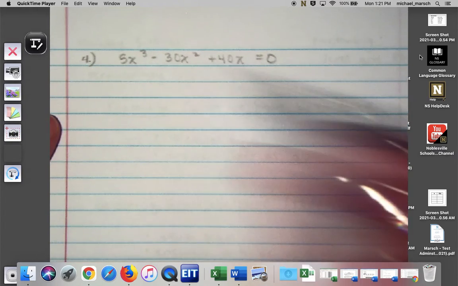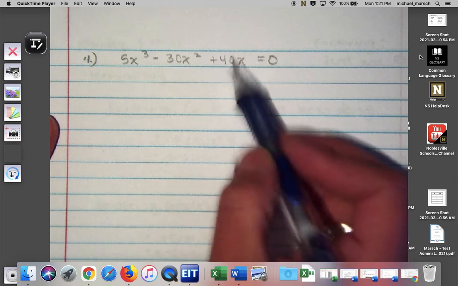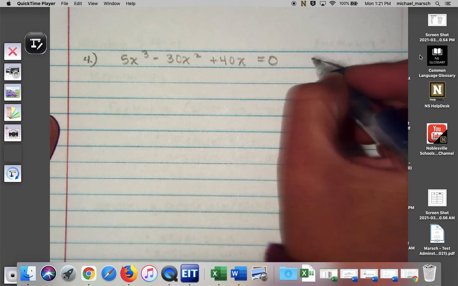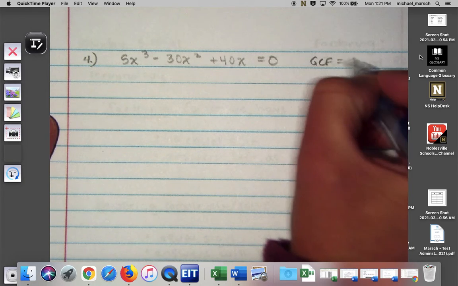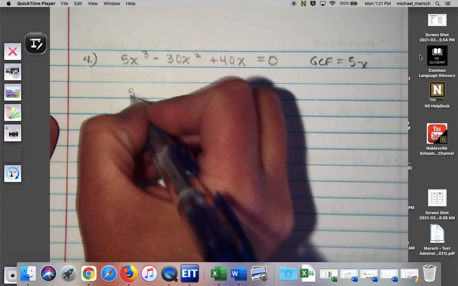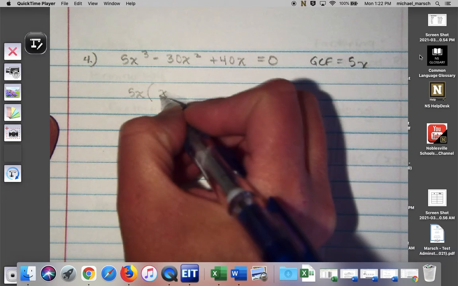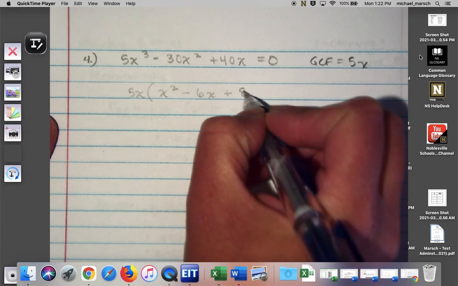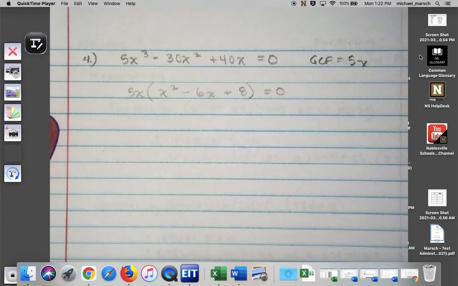Okay, so this one's a little bit different because this has a greatest common factor. What would my greatest common factor be here? 5x. Yep. You guys all said 5. So we're going to take the 5x out and we get x squared minus 6x plus 8 equals 0.